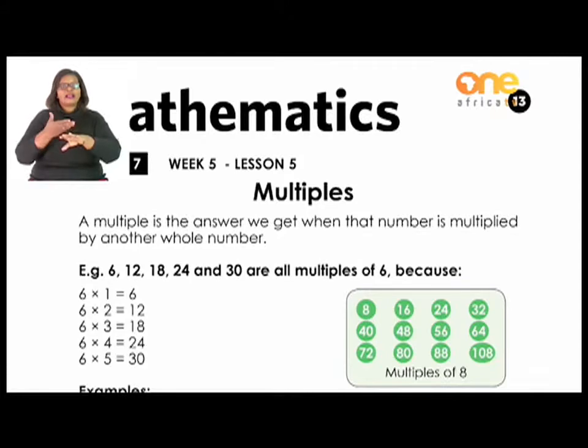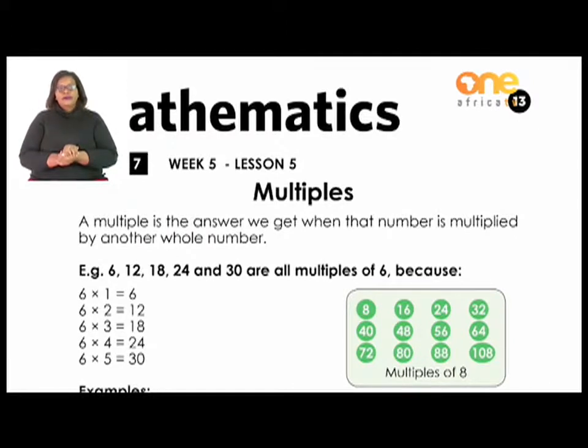For example, 6, 12, 18, 24, and 30 are all multiples of 6. Why? Because 6 times 1 equals 6, 6 times 2 equals 12, 6 times 3 equals 18, 6 times 4 equals 24, and 6 times 5 equals 30. So the multiples of 6 are the answers we get when we multiply 6 by other whole numbers.